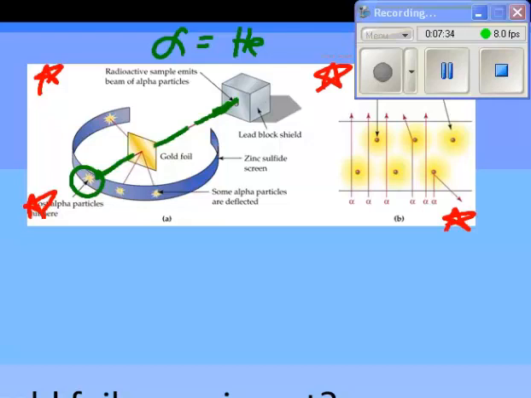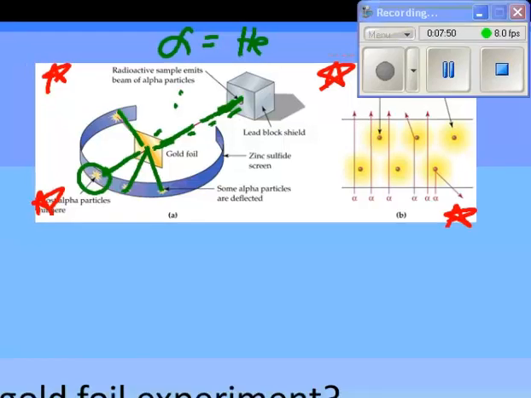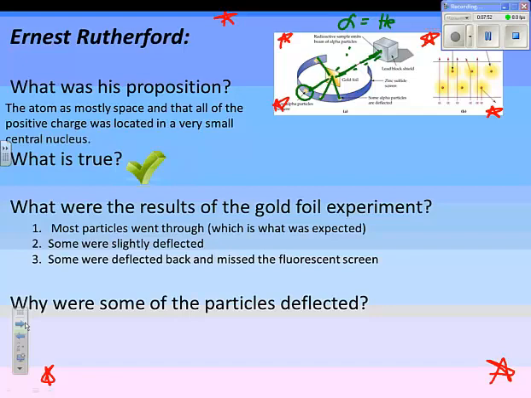But they all didn't go through. They were ricocheted all throughout, and some actually went straight back, which tells us that at certain points there's something there to deflect that helium, but most of the time it's not there. So because of that, he makes up these three results. Most particles went through, which is what was expected, because he says the atom is mostly space. So we'll write that there, mostly space. Some were slightly deflected. That's because of the small positive nucleus.